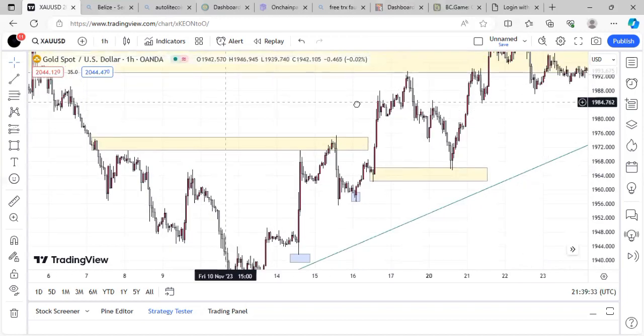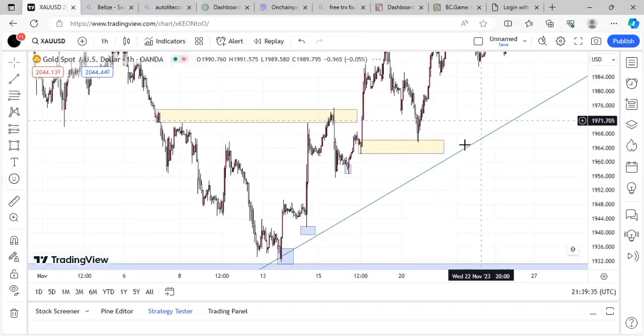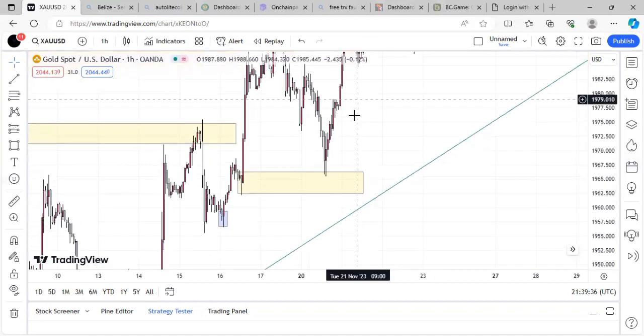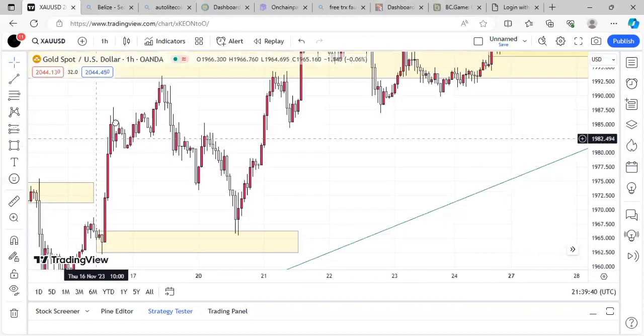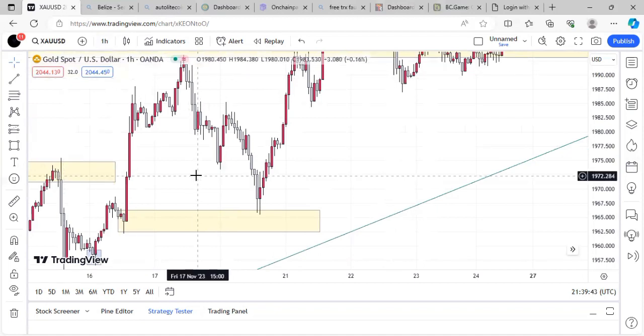Right. So it actually came back to this zone. This was the zone I was actually looking out for, right? I was looking out for this zone. But the thing is that I bought this trade late.